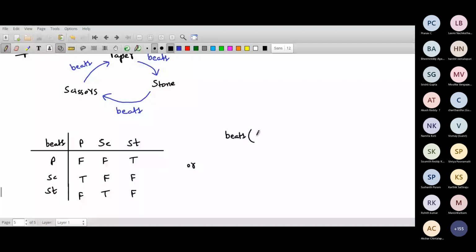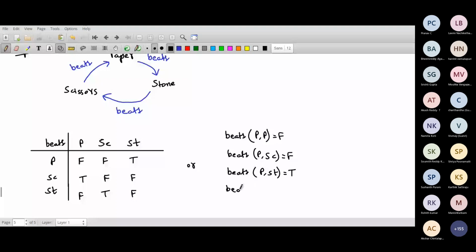Beads: paper, paper, false. Paper, scissors, false. Paper, stone, true, and so on. Okay, beads. So let me write one more.